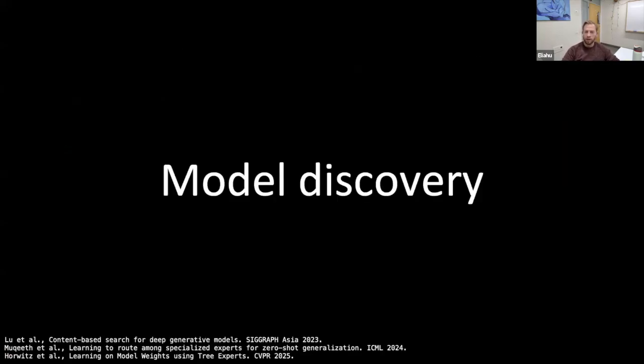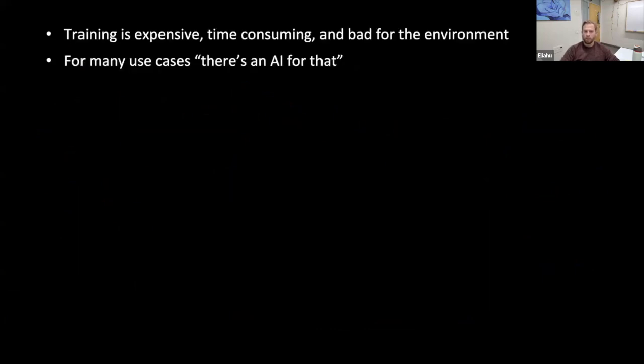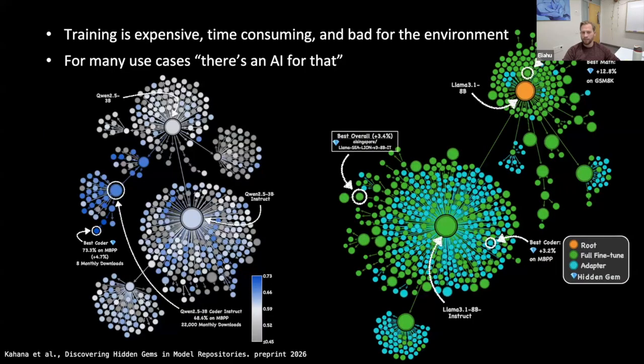Another very useful thing about the model atlas is model discovery. The idea here is fairly simple. We all know that training is expensive, time-consuming, bad for the environment, etc. And we also know that in large model populations, like Hugging Face, there are many models that exist and can solve many of our downstream tasks. Indeed, in one of our recent papers, we verified this by looking at different model families. Every connected component here is a set of models that are fine-tuned from one foundation model. Here on the right, these are Llama models, and on the left, these are Qwen models.